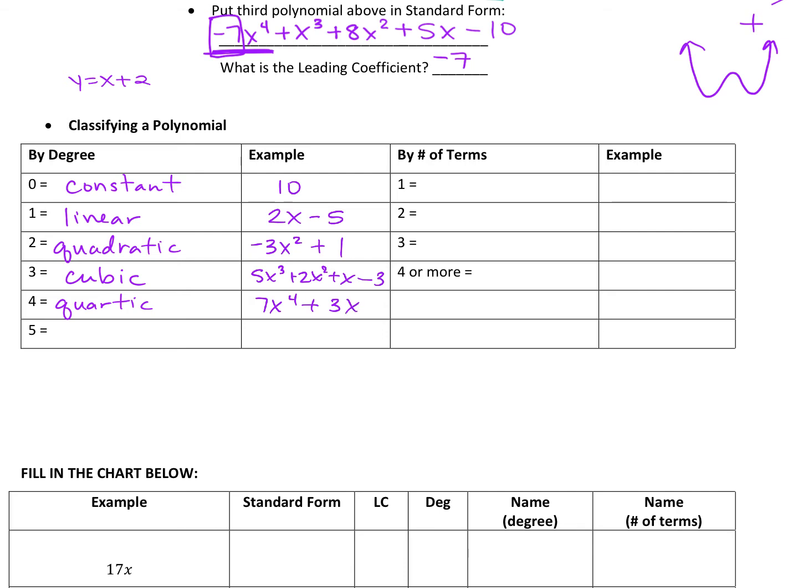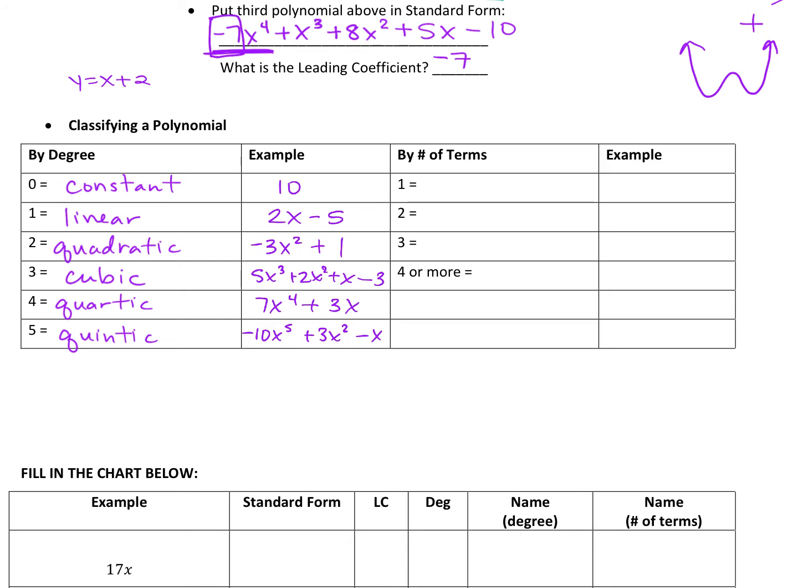And then quintic, you say it kind of funny, quintic, is 5. And that would be like negative 10x to the 5th plus 3x squared minus x, for instance. Notice you don't need every exponent. You don't need 5, 4, 3, 2, 1 for it to be quintic. This is quintic, and it's got a 5 and a 2 and a 1. It's just whatever your biggest exponent is. So that's if you classify them by degree.